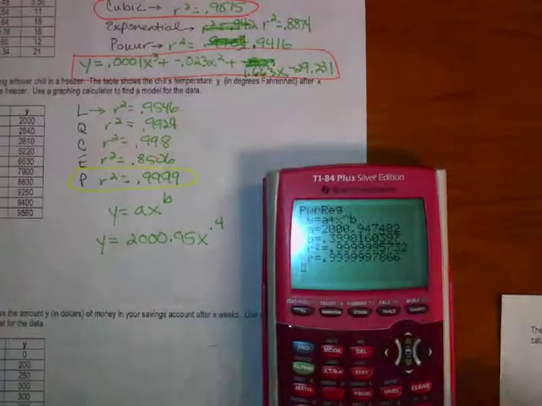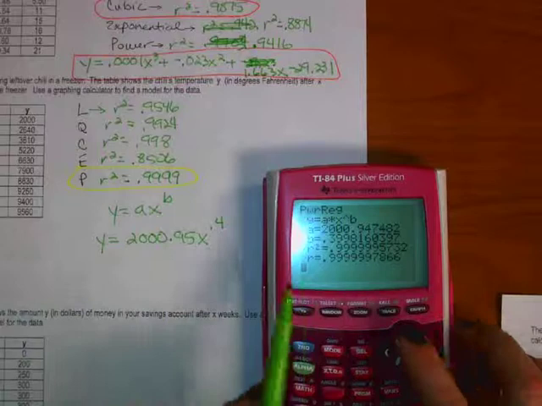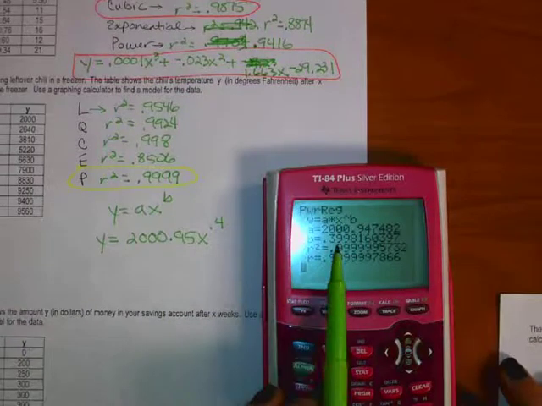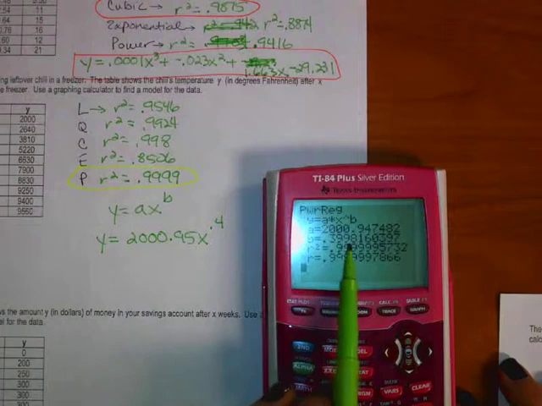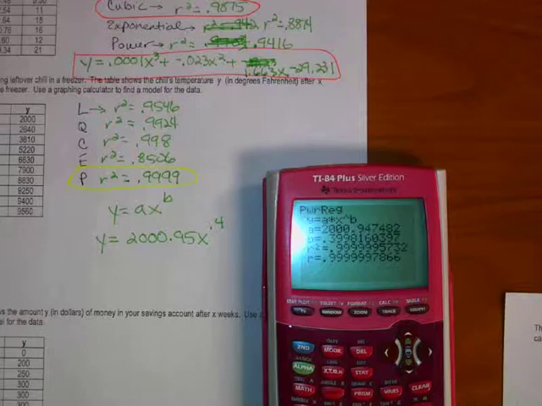Why did you stop at 4? Because look, it's 0.39999, and that actually rounds to 0.4. So for an x, you could put 0.3998 if you wanted to, but for an exponent, 0.4 is fine.